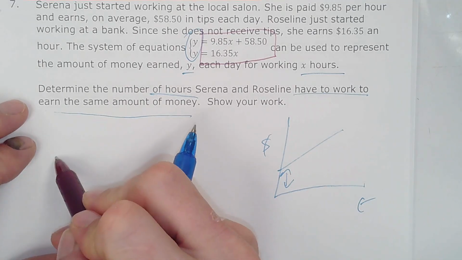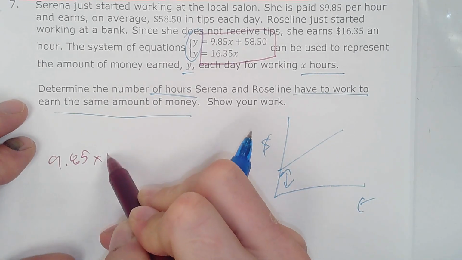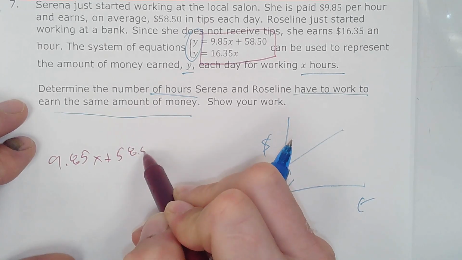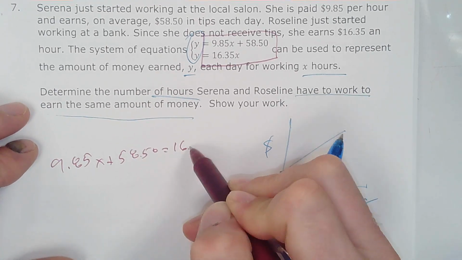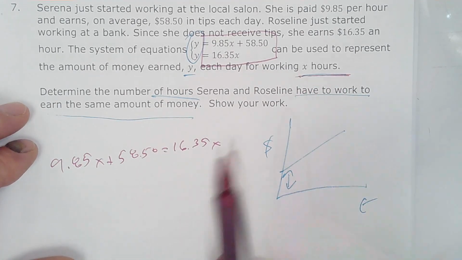So 9.85x plus 5850 equals 16.35x. I have to solve for the number of hours. Hours is x.